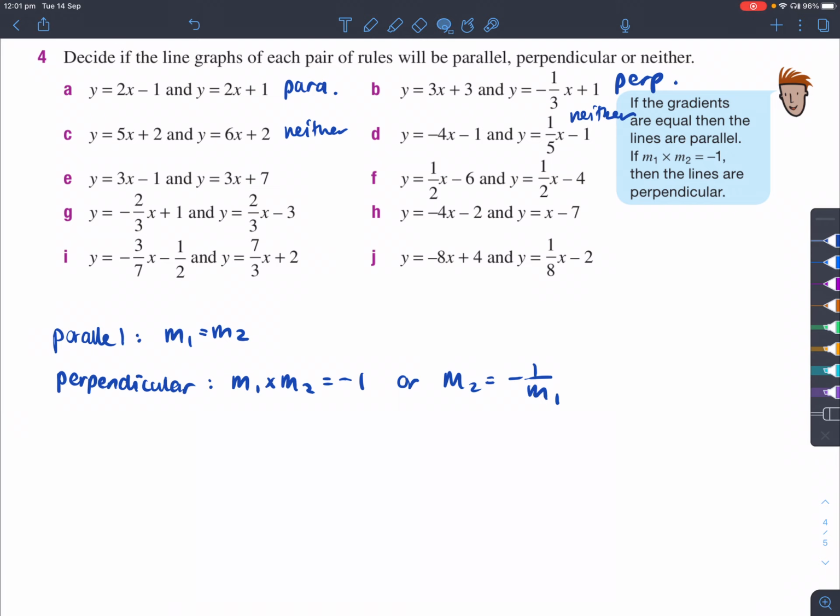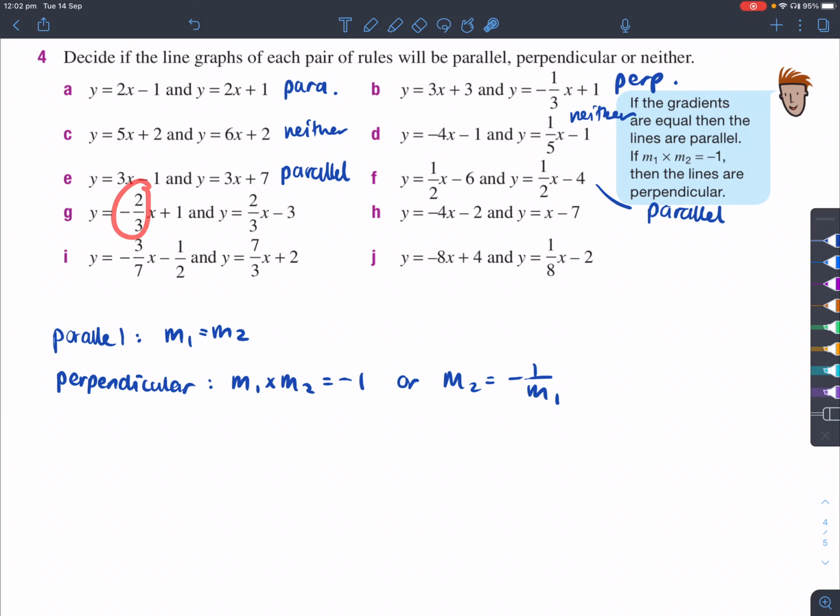Now let's have a look at E. They both have a gradient of 3. So that means they are parallel. F. They both have a gradient of a half. So what that means is they are parallel. They have the same gradients.